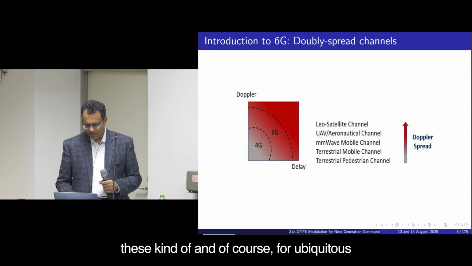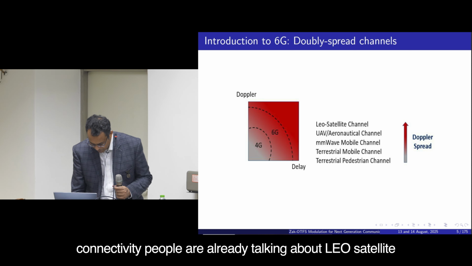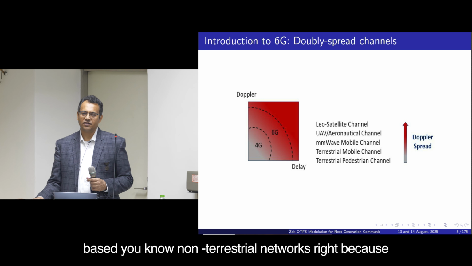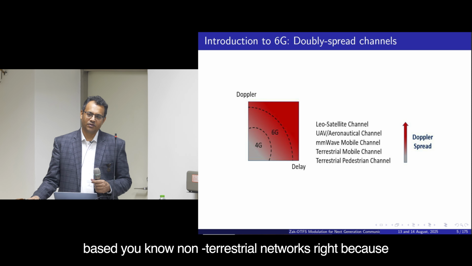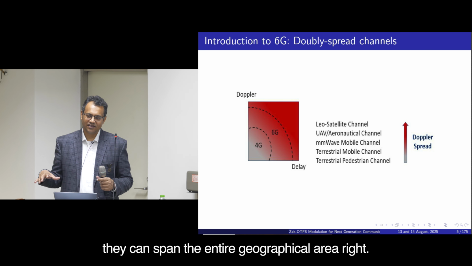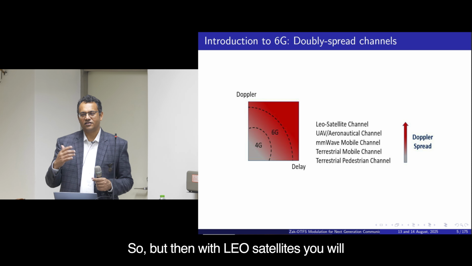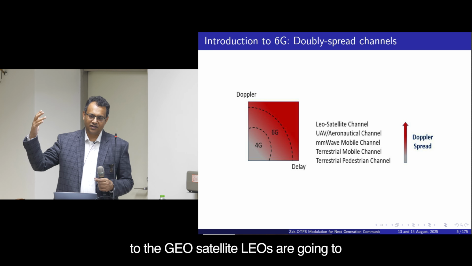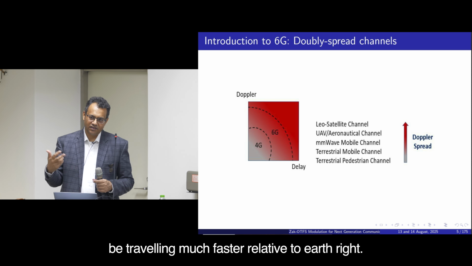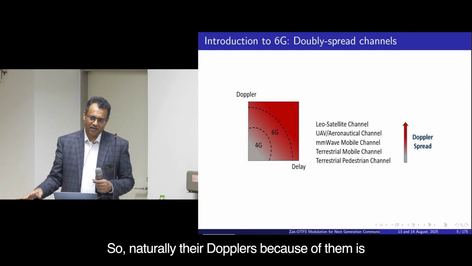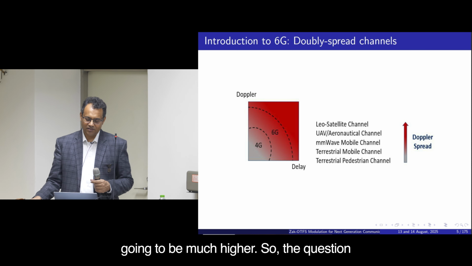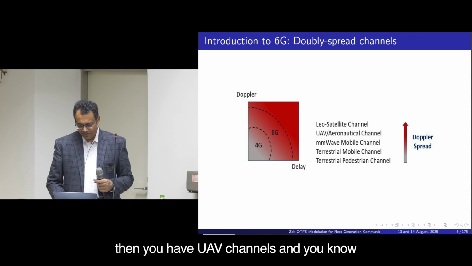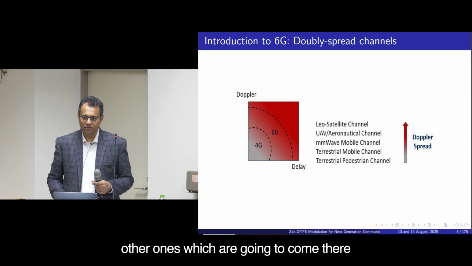Okay? And of course, for ubiquitous connectivity, people are already talking about LEO satellite based non-terrestrial networks, right? Because they can span the entire geographical area. But then with LEO satellites, you will get high Dopplers, because compared to the GEO satellite, LEOs are going to be traveling much faster relative to Earth, right? So naturally their Dopplers are going to be much higher. So the question is, how do we tackle that? And then you have UAV channels and other ones which are going to come in 6G.